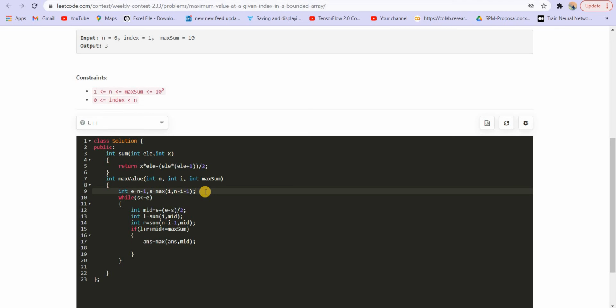Let me just create the answer as well. Answer is equal to 0, and this is the answer. And if we are able to find the answer, then we will try to see if we can find the answer with even a greater value. So for the greater value, start should be equal to mid plus 1. That's how we do binary search, right?